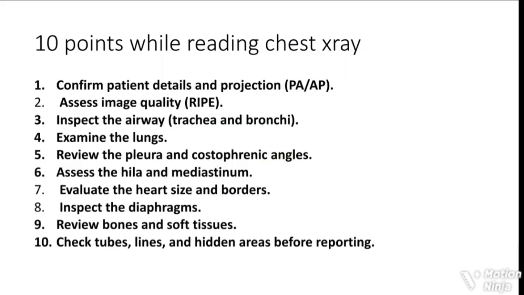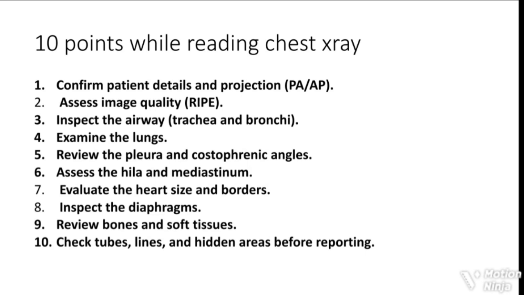Now, what are the 10 points while reading a chest X-ray? First of all, confirm the patient details, assess the image quality, the RIPE method. Then inspect the airway, trachea, and bronchi. Examine the lung. As I told you, the lung is divided into upper, mid, and lower zones. Review the pleura and the costophrenic angles. Assess the hila and mediastinum. Evaluate the heart size and the borders.